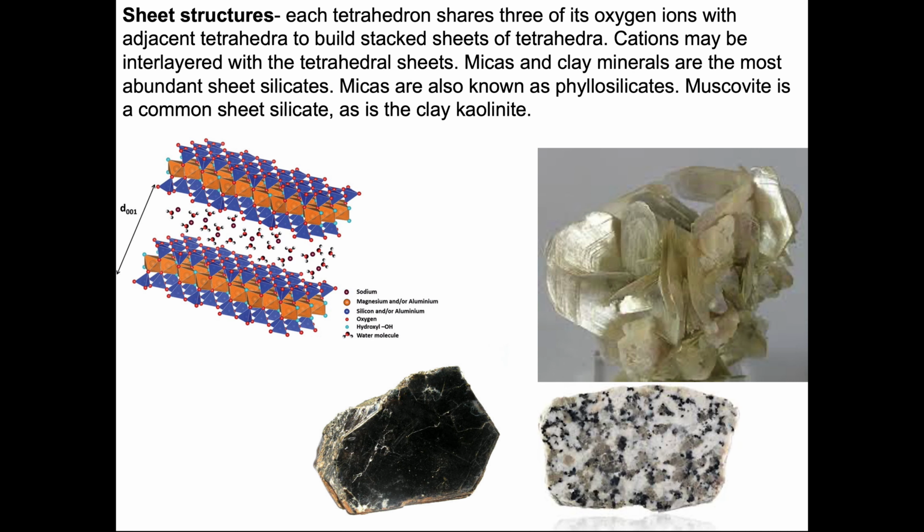Sheet structures. Each tetrahedra shares 3 of its oxygen ions with adjacent tetrahedra to build stacked sheets of tetrahedra. Cations may be interlayered with the tetrahedral sheets. Micas and clays are the most abundant sheet silicates, and because they're sheet silicates, they can also be known as phyllosilicates, which means leaf or sheet. Again, muscovite is a common sheet silicate, as is the clay kaolinite.